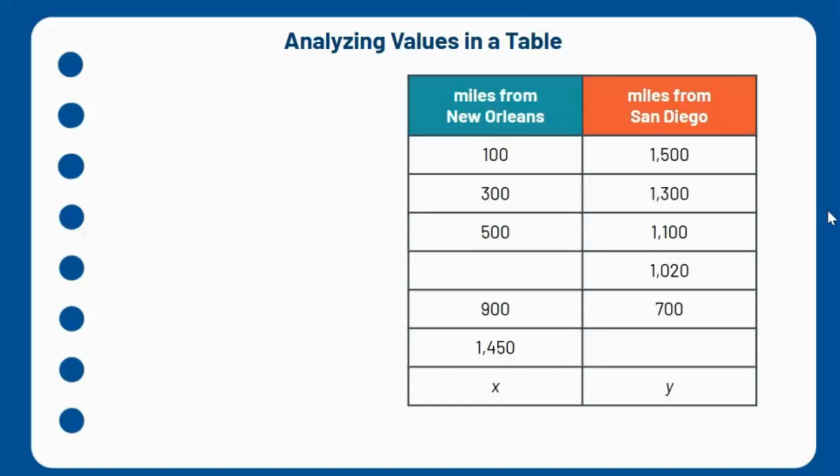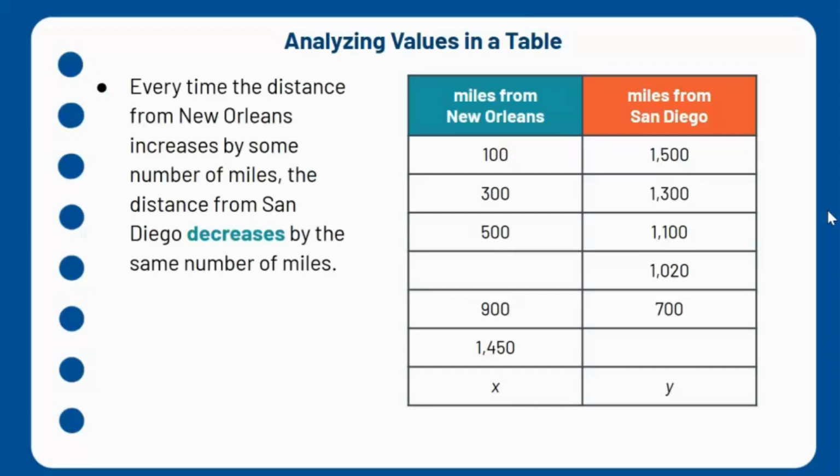A plane departed from New Orleans and is headed to San Diego. The table shows its distance from New Orleans, x, and its distance from San Diego, y, at some points along the way. What is the relationship between the two distances? Do you see any patterns in how each quantity is changing? Notice that every time the distance from New Orleans increases by some number of miles, the distance from San Diego decreases by the same number of miles.